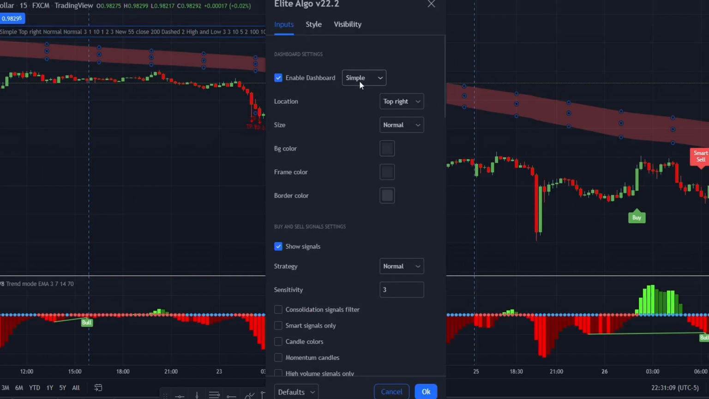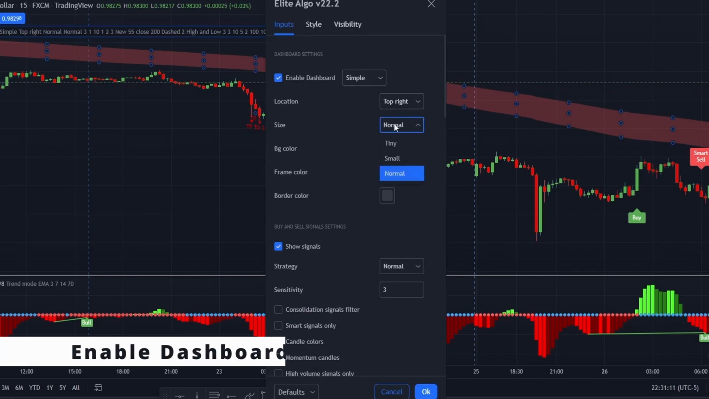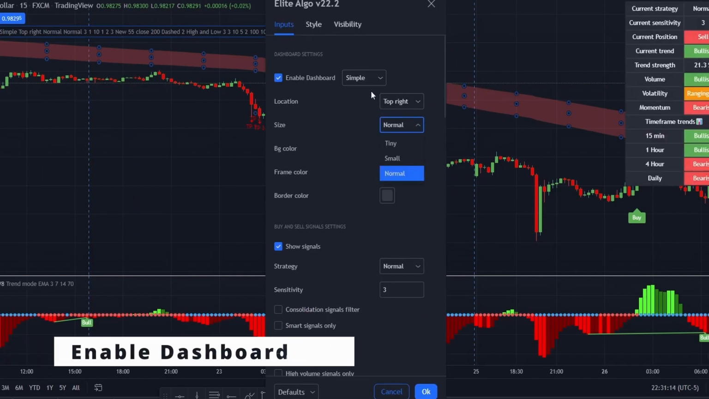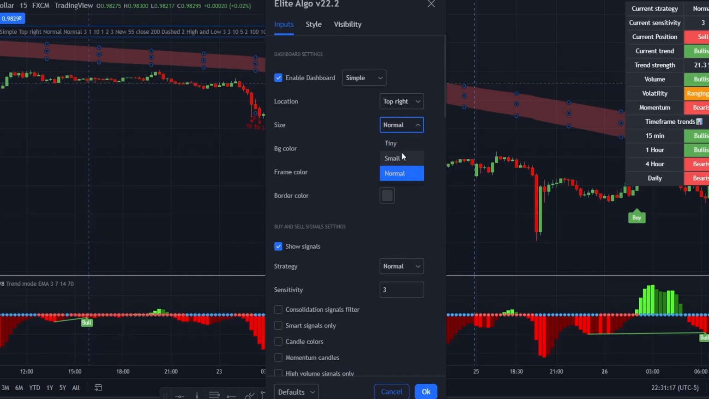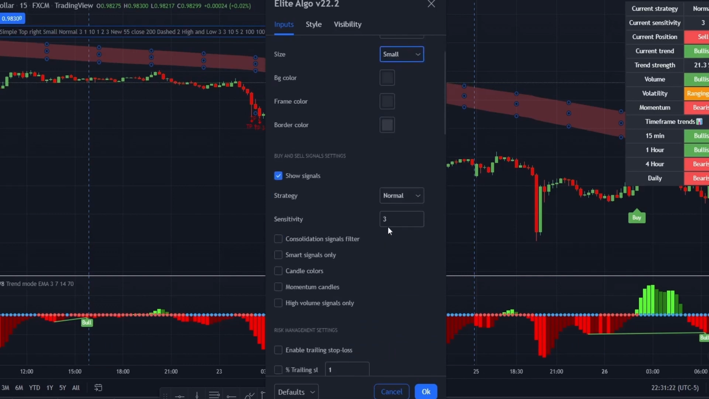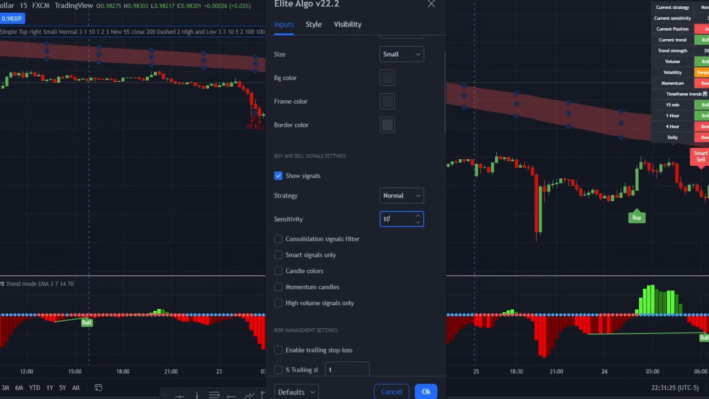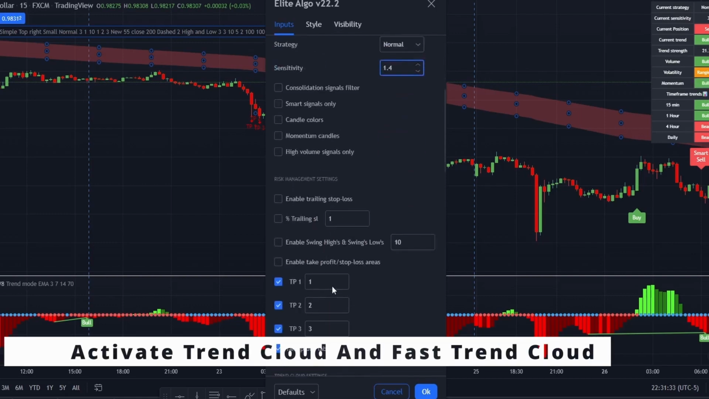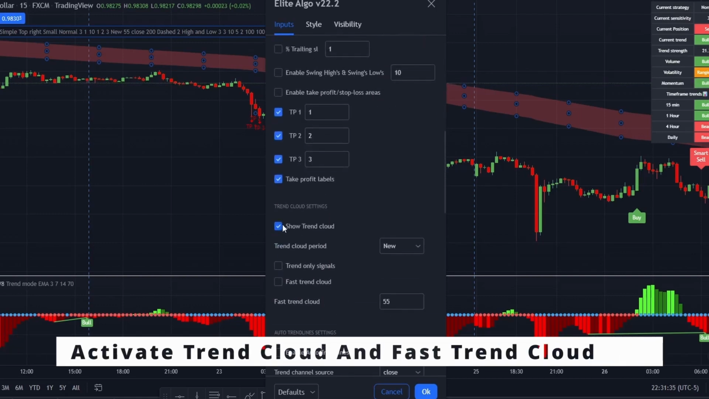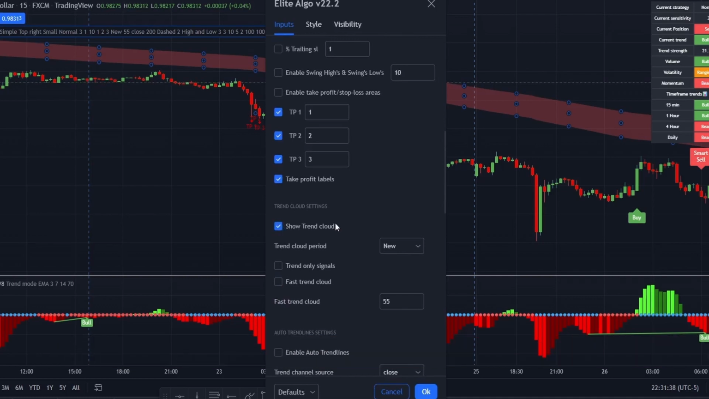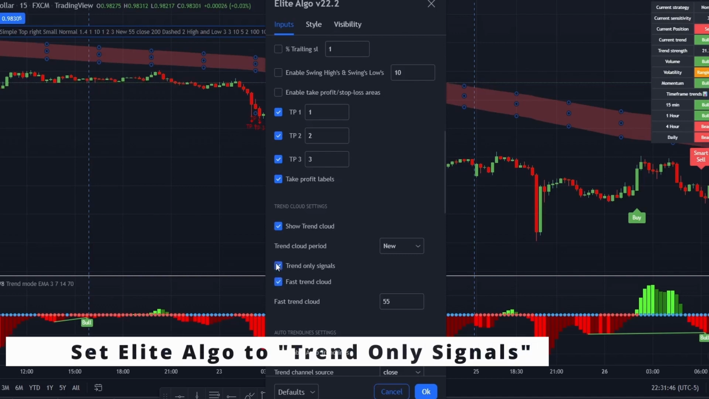The first thing is you want to enable the dashboard. All you need is a simple dashboard. You can put it at normal or small; I like to use the small size. Obviously, you want to have show signals on. For sensitivity, I like to use 1.4. Then go down and make sure you have your trend cloud active, your fast trend cloud active, and your trend only signals active.